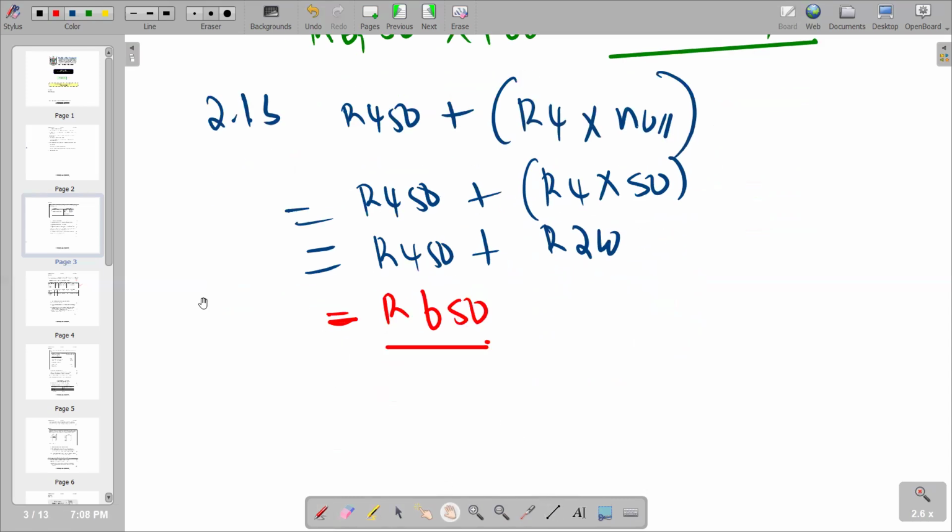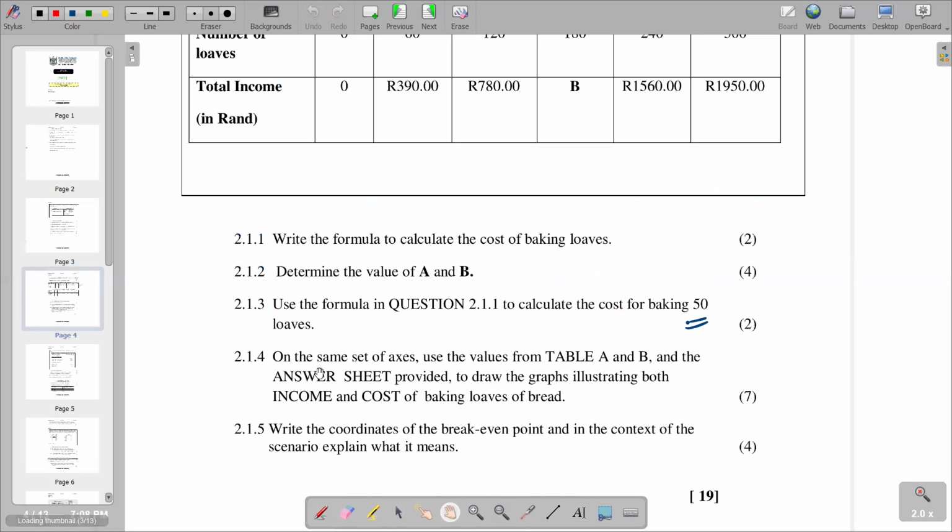Then we move on to the next part of our question, which is 2.1.4. On the same set of axes, use the values from table A and B and the answer sheet provided to draw the graph illustrating the income and cost of baking loaves of bread. So you have to go to the answer sheet and see where you have the graph section, where you can come up with the curves for the costs and, of course, the income.